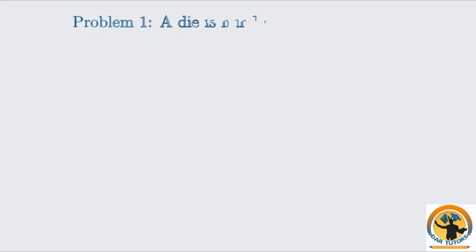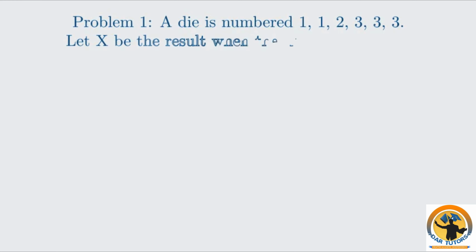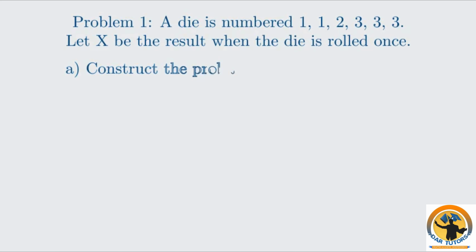Our first problem asks us to consider a die numbered 1, 1, 2, 3, 3, 3. First, we need to construct the probability distribution for the random variable X. This means we need to list every possible outcome, x, and its corresponding probability, P of X equals x. To do this, we'll count how many faces show each number. The total number of faces is 6.